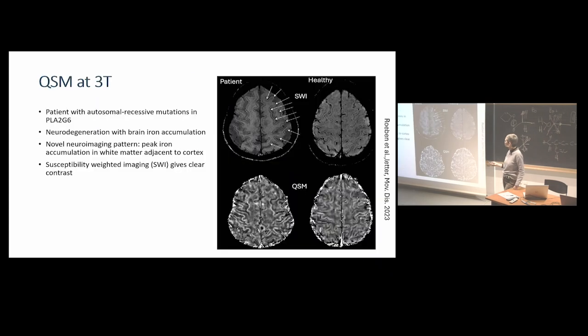Another possibility for using quantitative susceptibility maps, or a cousin of that technique called susceptibility weighted imaging, where you combine basically the magnitude and the phase signal, is seen in this patient with an enzymatic mutation. You can see local places where you have iron accumulation. That can be helpful for clinicians to make a diagnosis without having to do the genetic mapping.